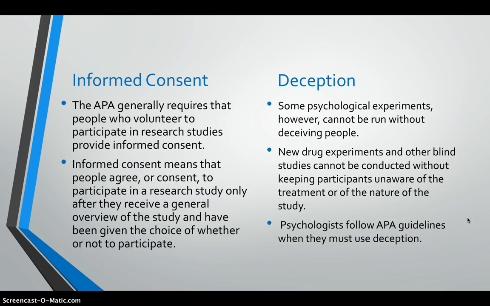Informed consent. The APA generally requires that people who volunteer to participate in research studies provide informed consent. Informed consent means that the people agree to participate in a research study only after they receive a general overview of the study and have been given the choice of whether or not to participate. Deception: some psychological experiments, however, cannot be run without deceiving people. New drug experiments and other blind studies cannot be conducted without keeping participants unaware of treatment or the nature of the study. Psychologists follow APA guidelines when they must use deception.